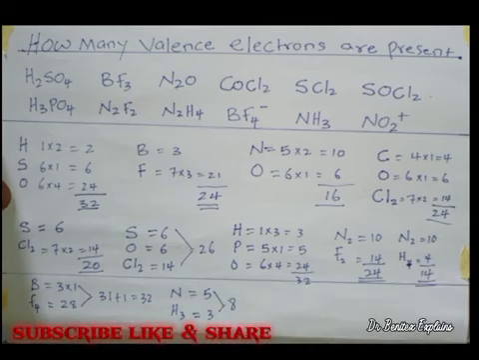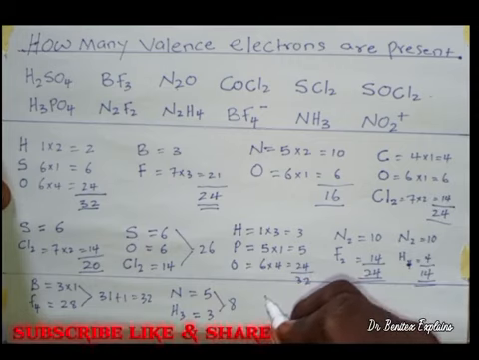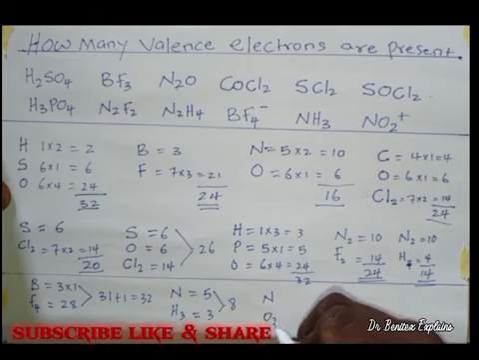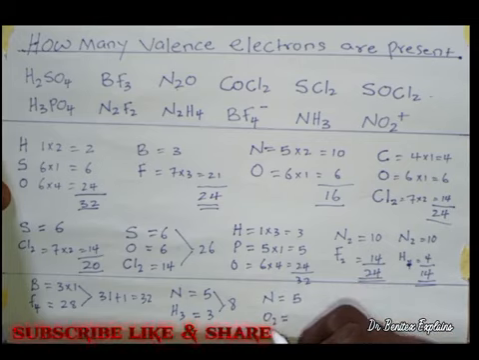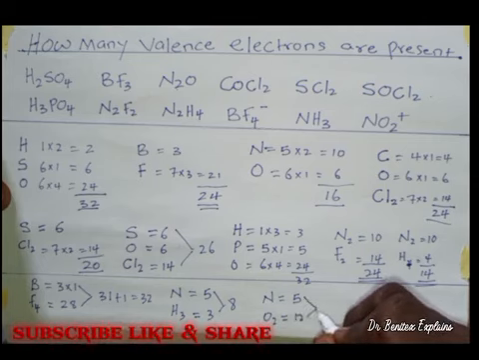Then the last one here is NO2 plus. Nitrogen, NO2. Nitrogen is found in group 5. O is found in group 6. 6 times 2 here gives us how many? Gives us 12.